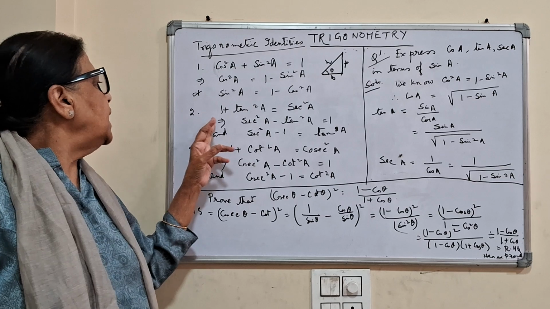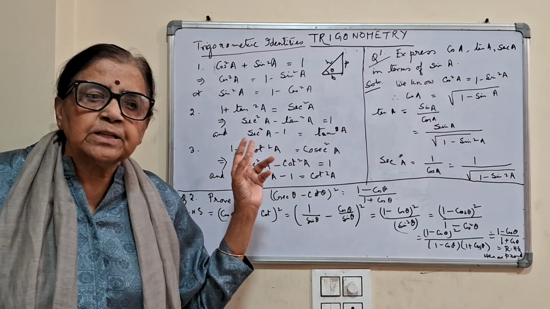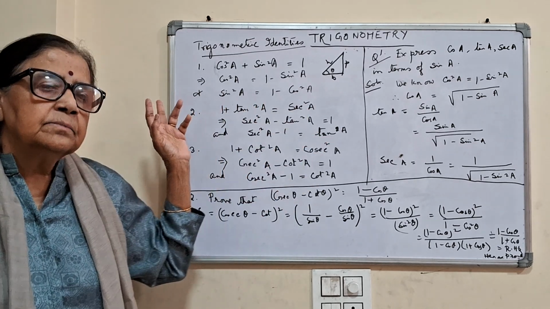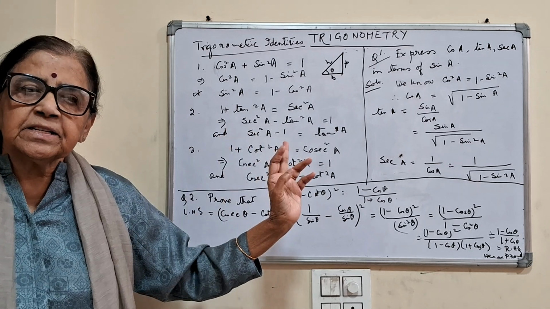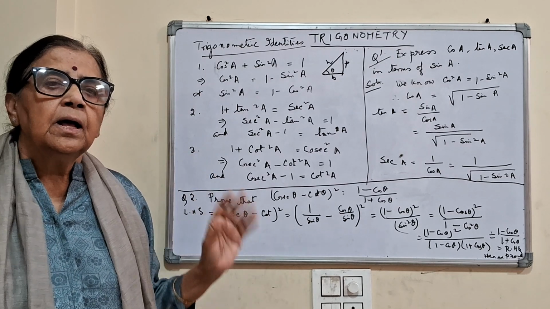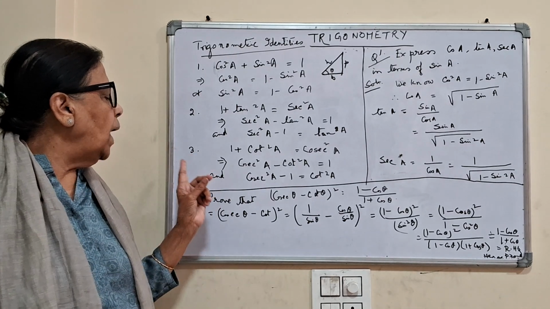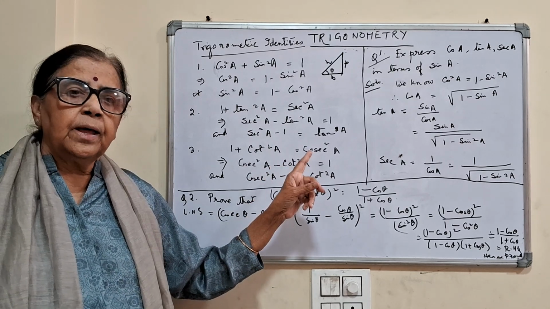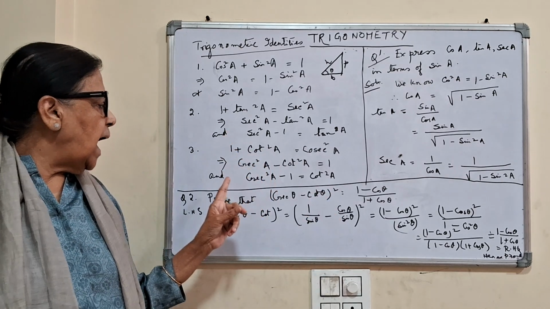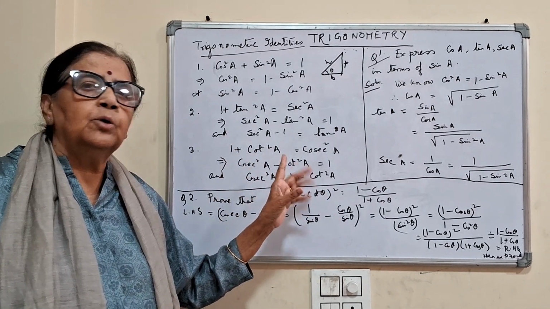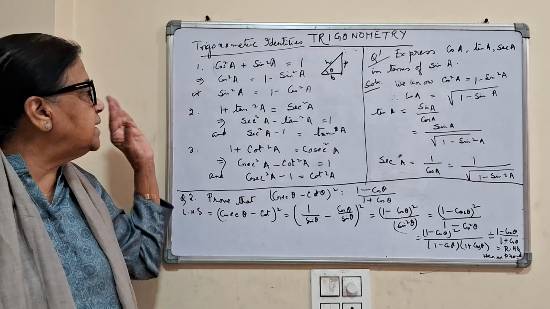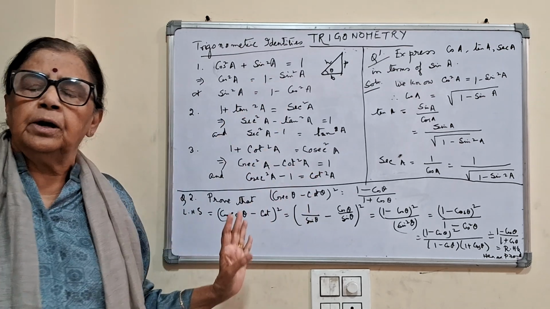Yes? Okay. Then the second identity is 1 plus tan square A is equal to sec square A. Then it implies sec square A minus tan square A is 1, and sec square A minus 1 is equal to tan square A. The third identity is that 1 plus cot square A is equal to cosec square A. Cosec square A minus cot square A is equal to 1, and cosec square A minus 1 is equal to cot square A.